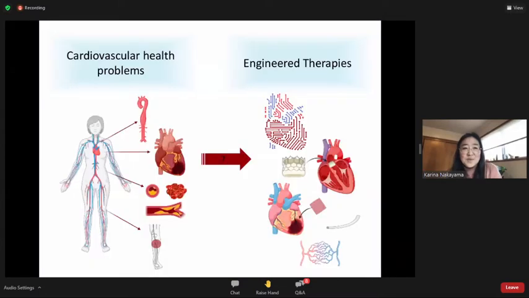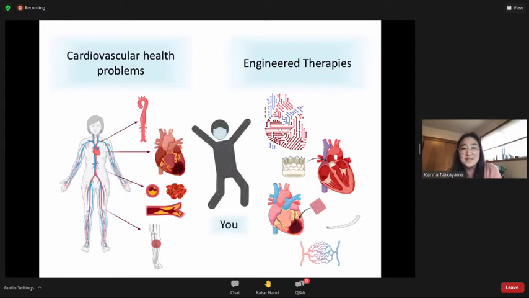And I just wanted to leave you with what tissue engineering and regenerative medicine wants to do. There are dire cardiovascular health problems that affect a wide range of people, and what we want to do is engineer different therapies, drugs, and tissue engineering solutions for treating these cardiovascular health problems. And the one thing that's missing is you. So I highly recommend science. I love it. It's my bread and butter, and I hope you do too.